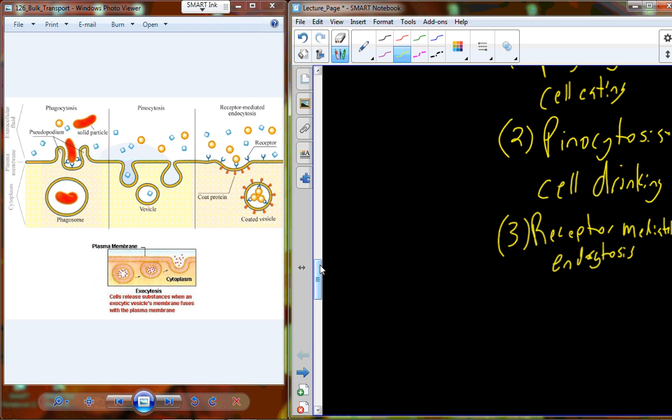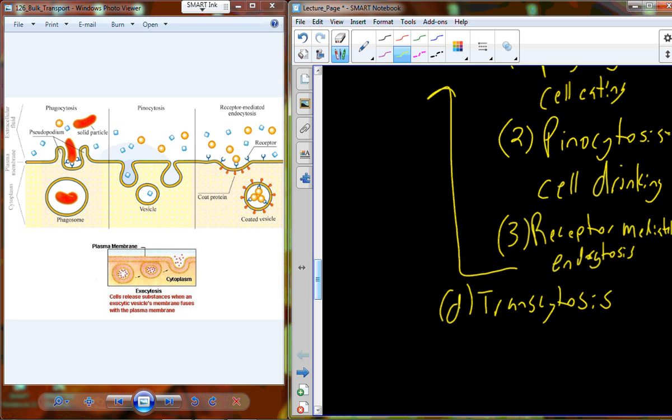Those receptors all get loaded up, and then that piece of membrane with all those receptors goes through that invagination and buds into the cell as a coated vesicle. And so it's a packet that contains receptors holding onto that specific molecule that gets pulled in that way. So all of these are across the cell membrane.